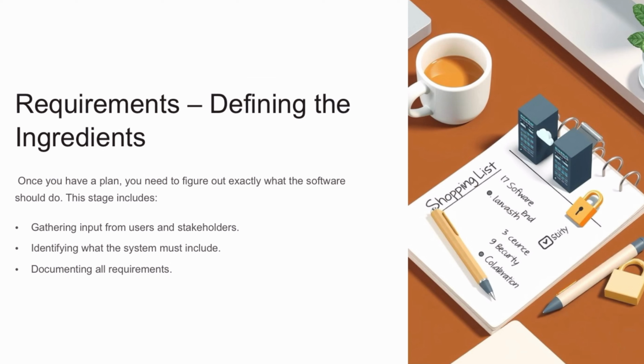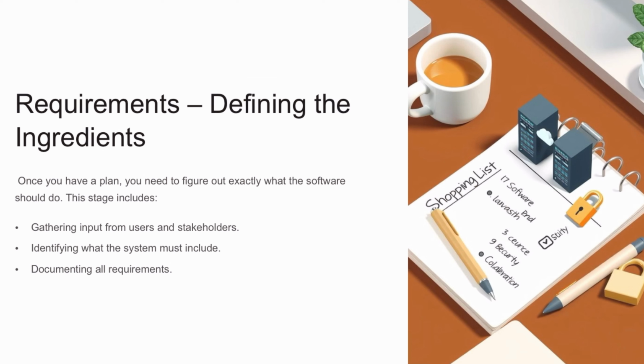The second one is requirement analysis, gathering the ingredients. Once you have a plan, you need to figure out exactly what the software should do. This is like making a shopping list before cooking. You need the right ingredients for your recipe. In this stage, developers gather input from users and stakeholders. Identify what the system must include.